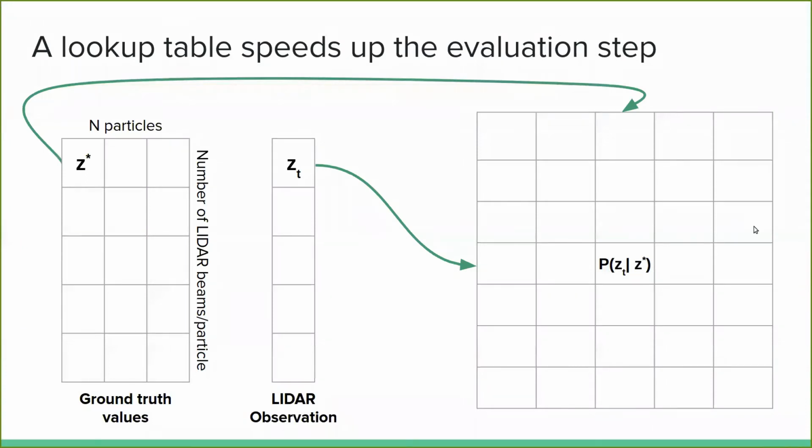Using ray tracing, we obtain simulated LiDAR scans for each of the particles being considered. Taking one LiDAR beam at a time, we can very quickly look up the probability of the real LiDAR beam existing given the ground truth beam in a table of conditional probabilities, which I will discuss how to determine next.